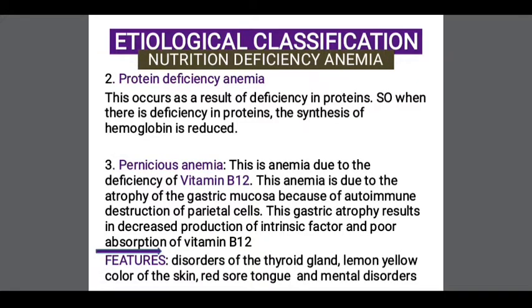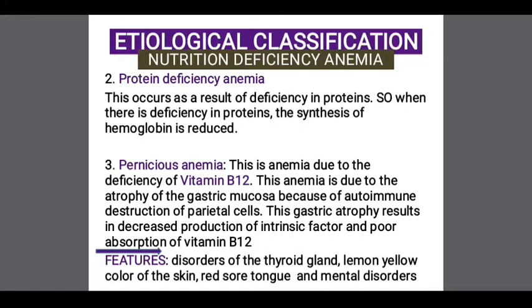So let's look at the second type of anemia we see under nutrition deficiency anemia. We see protein deficiency anemia. This occurs as a result of deficiency in proteins. When there's deficiency in proteins, the synthesis of hemoglobin is reduced. So it's almost like iron deficiency anemia.